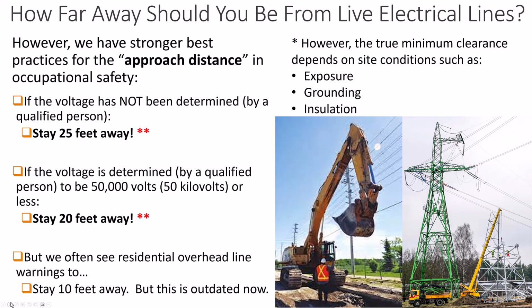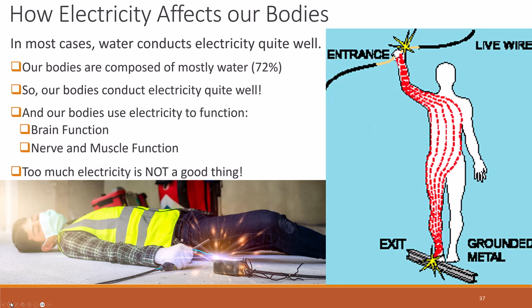You see up at the top on the right-hand side, it says the true minimum clearance depends on the site conditions, such as exposure, grounding, and insulation. In most cases, water conducts electricity very well. I was talking about that. Our bodies are composed mostly of water, so our bodies conduct electricity well. Our body uses electricity to function. Our brain, nerves and muscles function that way. But of course, too much electricity is not a good thing.